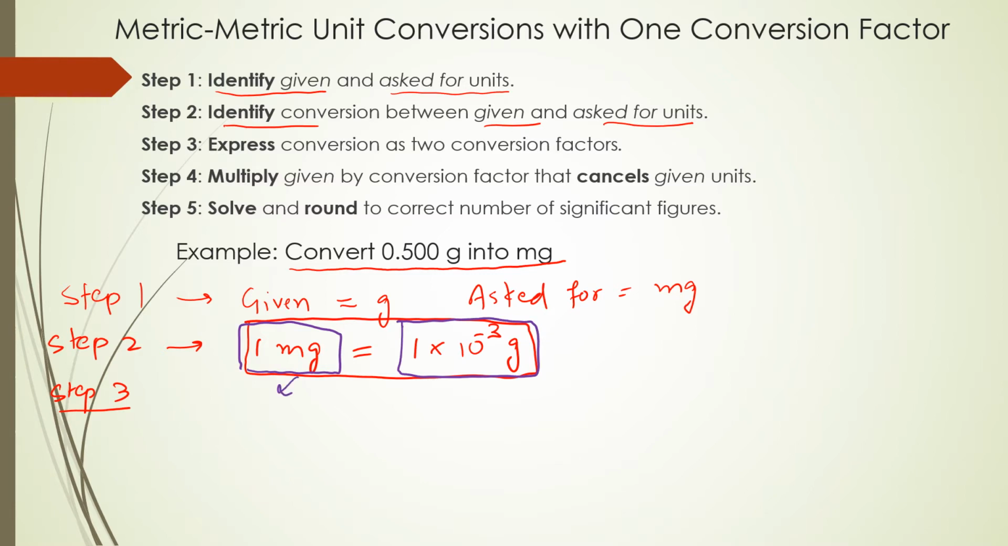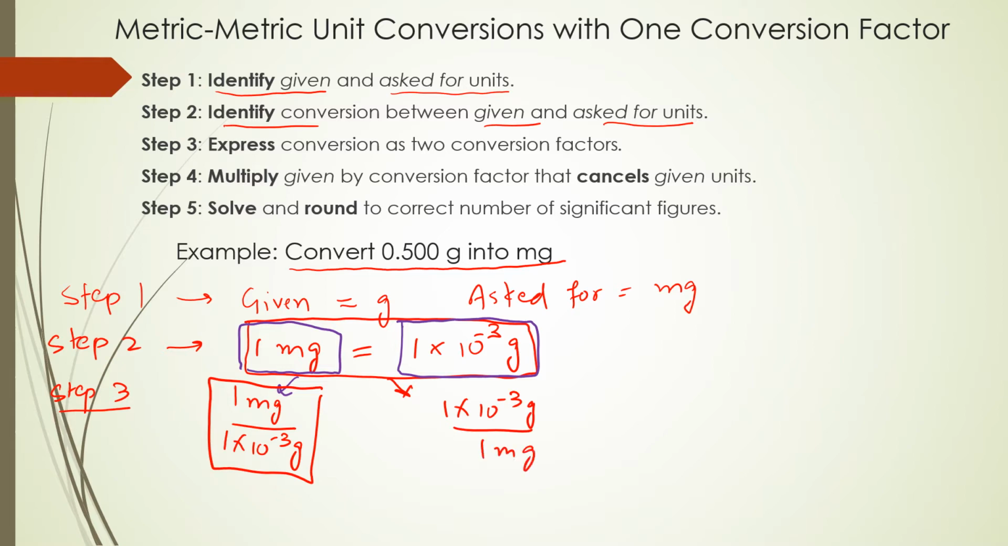The first conversion factor is 1 milligram divided by 1 times 10 to the negative 3 grams. The other one would be the right side over the left hand side, so 1 times 10 to the negative 3 grams divided by 1 milligram. Remember, the entire thing, units, numbers, everything. So those are the two conversion factors. Each equality statement will lead to two conversion factors, so write down both of them.